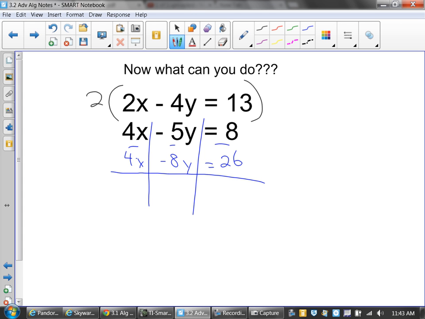4x minus 4x is 0. Negative 5 minus negative 8 is 3. 8 minus 26 is negative 18. You've got to watch your signs. This is the only thing you're going to screw up: the signs.